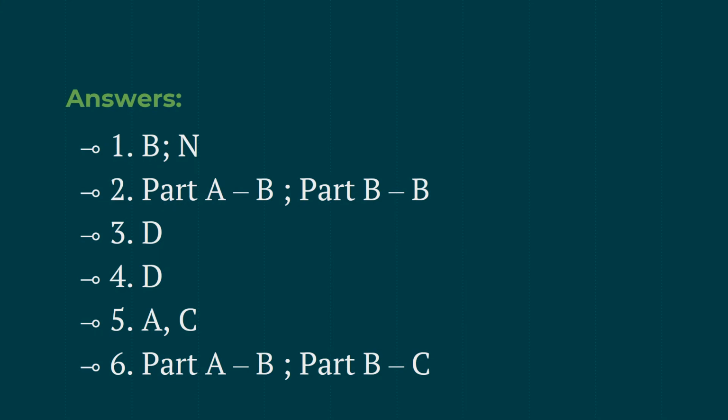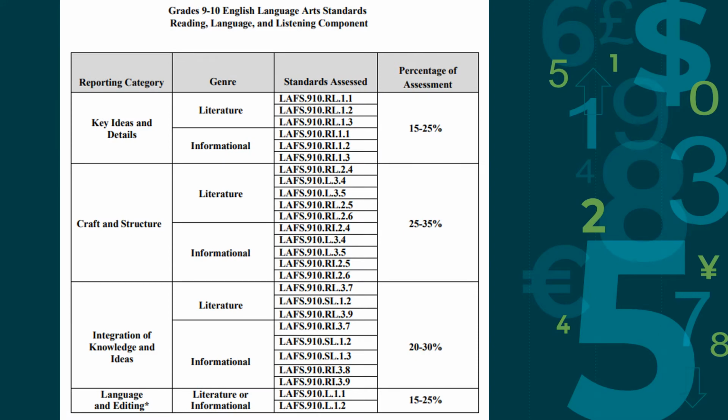Now it's time to review your answers for the FSA practice. I want to go over a little bit of the breakdown that is on the FSA and the categories that you will see here. You obviously see on the far left the reporting category, the genre, the standards assessed, and the percent of that assessment. If you look at the first reading component, it's key ideas and details. That's a mixture of literature and informational text, and that's about 15 to 25% of the FSA.